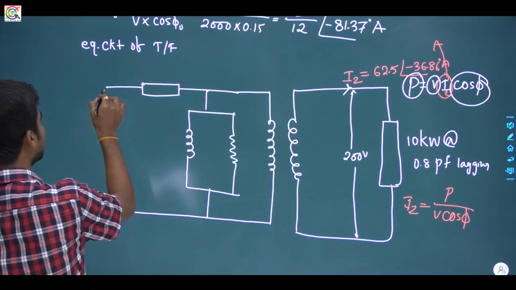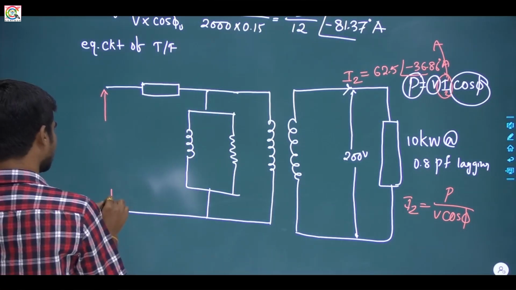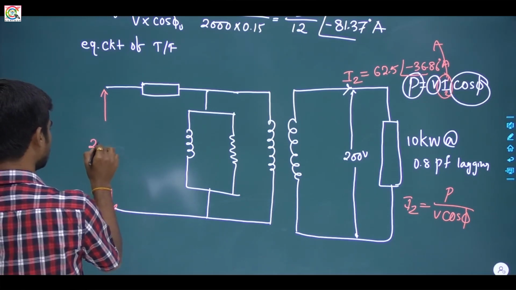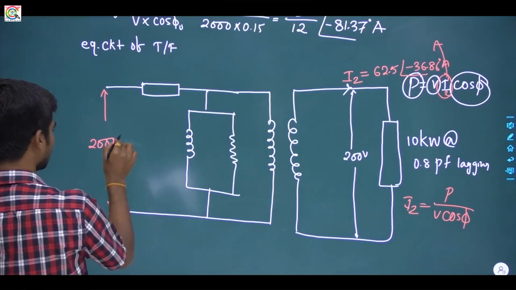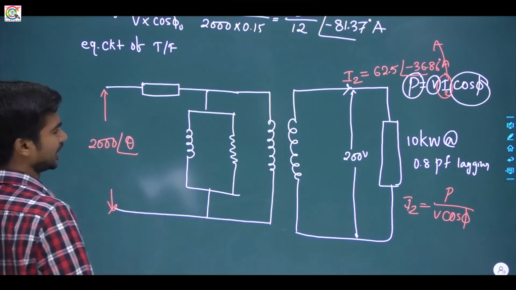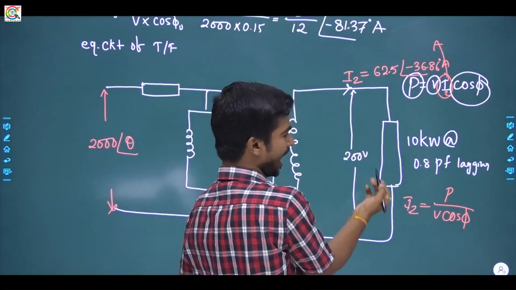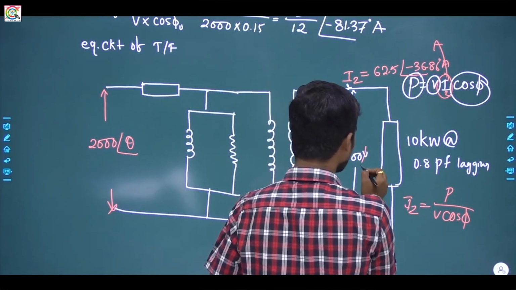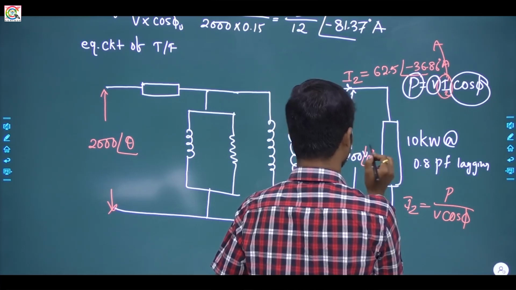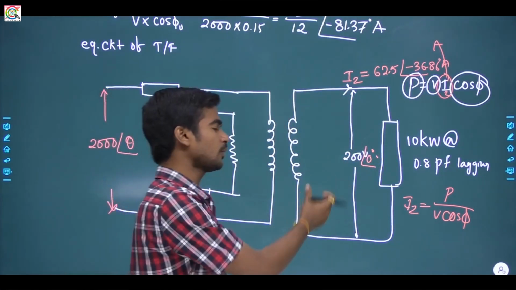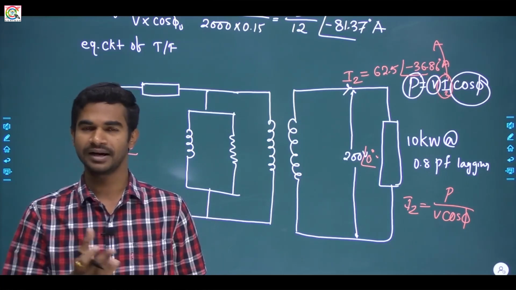Now our main target is to find the no load power. So the voltage is suppose 2000 and angle will be suppose theta. Why theta? Why not 0? Because I have considered the load voltage as 200 angle 0. Actually in this question they have mentioned the load voltage as 200 volt but not the phase.